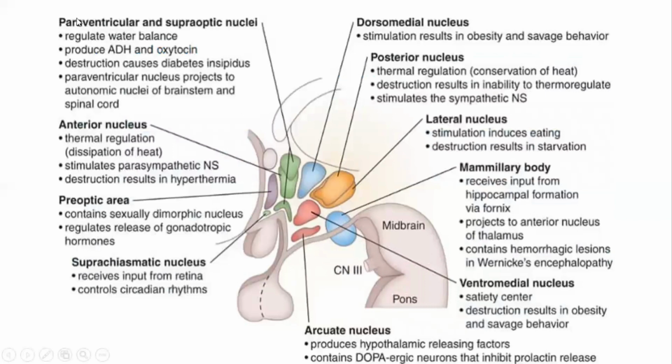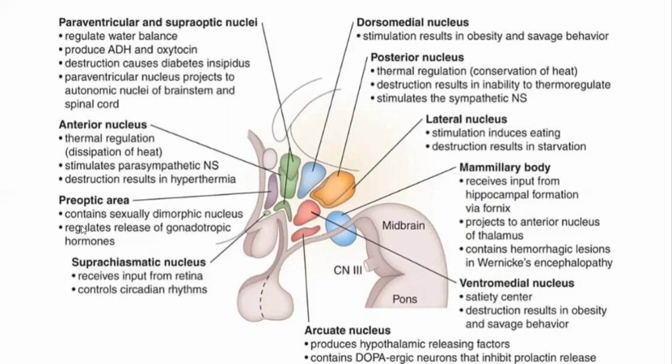So here, the paraventricular and the supraoptic nuclei are responsible for regulation of water balance in the body. Then also there are some other functions. You can see hormonal, like hormones like oxytocin and ADH. And also the anterior nucleus is responsible for thermal regulation, controlling the heat in the human body.